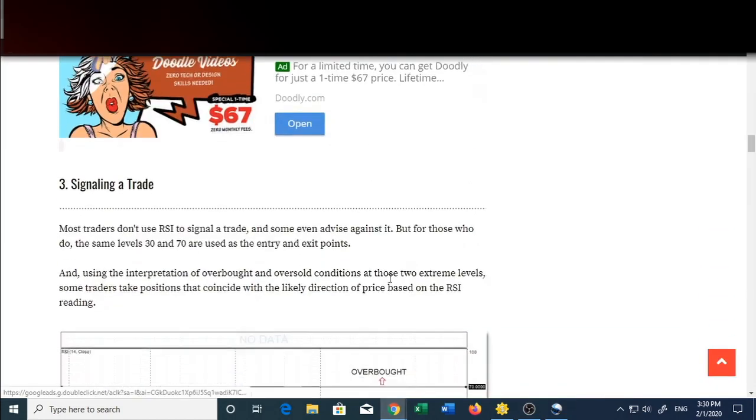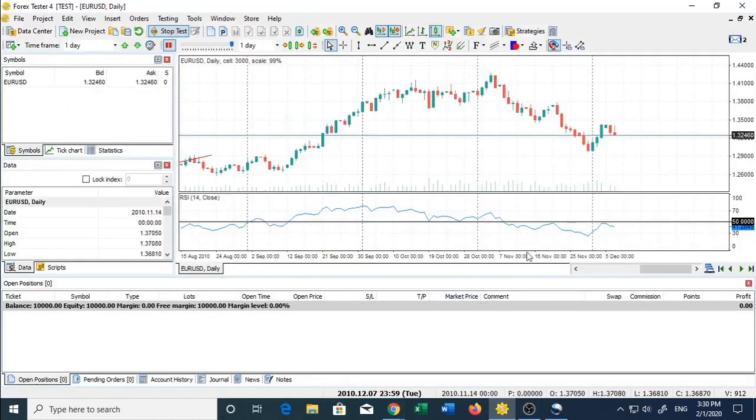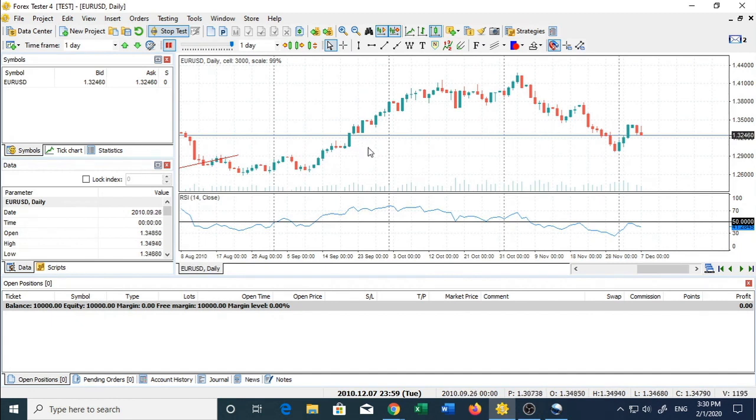Now the third purpose is for signaling a trade. So for signaling a trade, it's kind of the same ideology as the first purpose of using the overbought and the oversold regions as a basis for taking a trade. But RSI isn't typically an indicator that traders use to signal a trade per se. It's used as a supplement to another indicator or some price patterns that traders see on the chart.